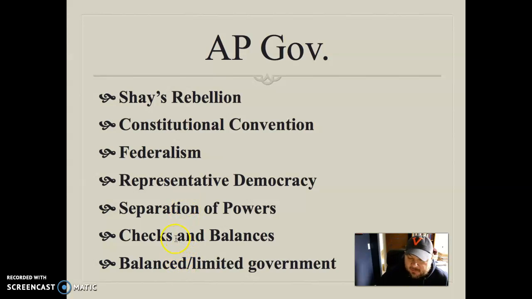And checks and balances. If the president or the Congress or the courts get too powerful, there needs to be some way to balance things out, some sort of check that we can say, yeah, you got too much, we're going to take some of that power away from you.